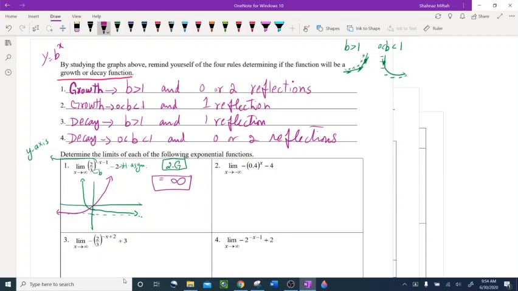Okay, let's try this one. In this case, if you pay attention again, 0.4, this is b less than 1 or greater than 0. So either I'm going to pick 2 or 4. But I have only one reflection, which means it's a growth. Okay, you see it's one reflection, and this reflection is across the x-axis.